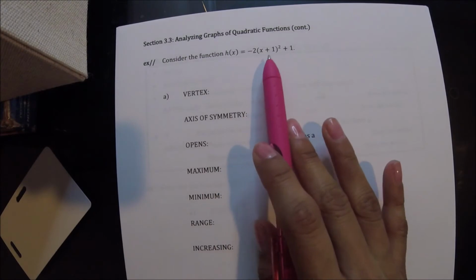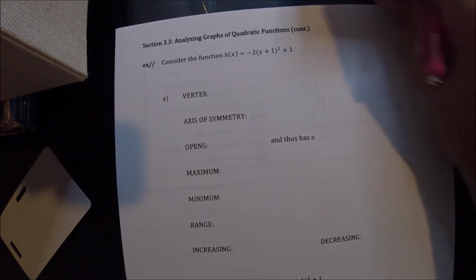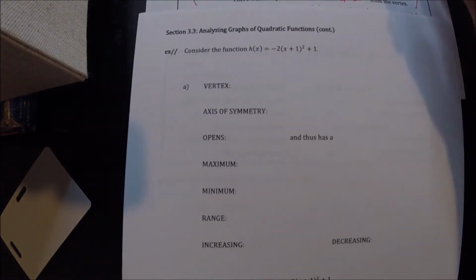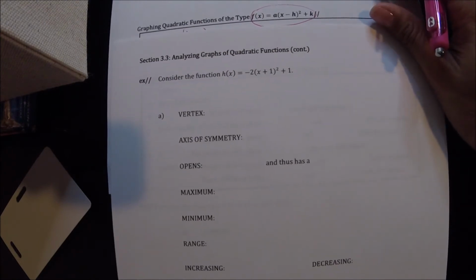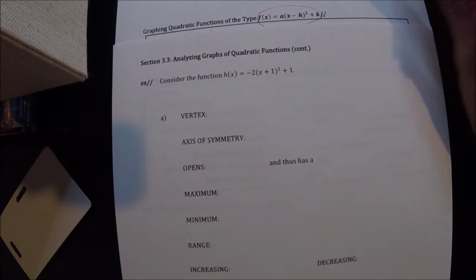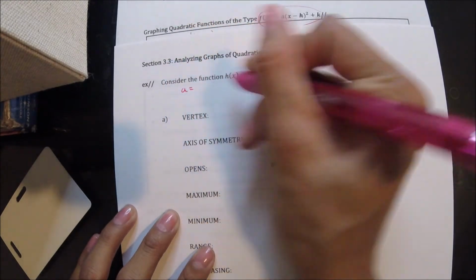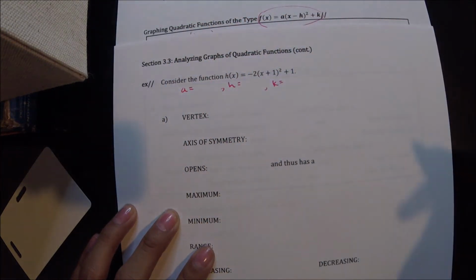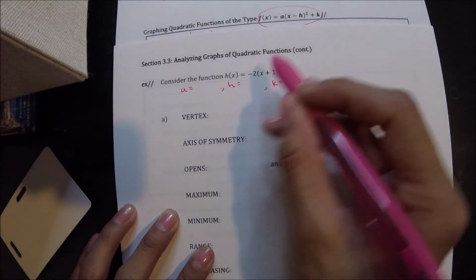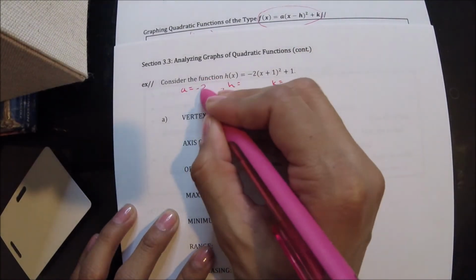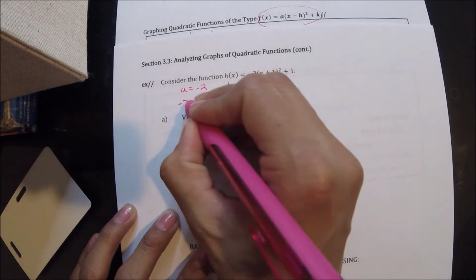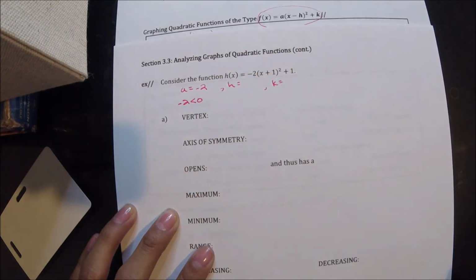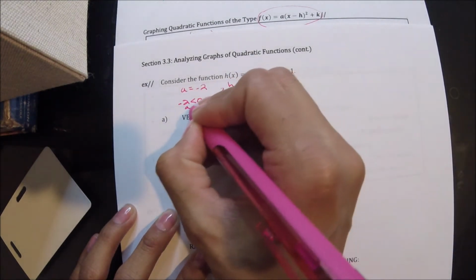So we're on page 3, and we want to consider the function h of x equals negative 2 times (x plus 1) squared plus 1. So you should recognize that it is still in this vertex form. So first thing, let's write what a, h, and k are. So what's a this time? Here we have negative 2. I'm also going to write that negative 2 is less than 0. A is less than 0.